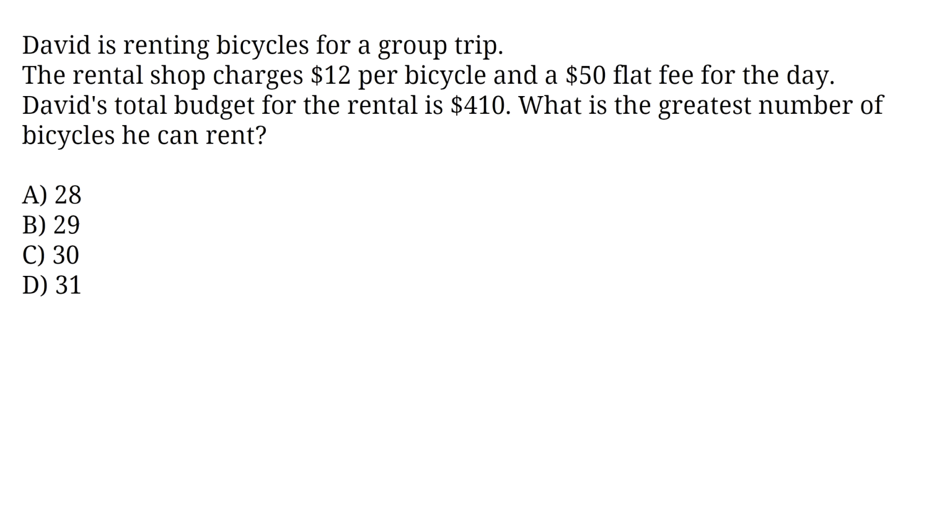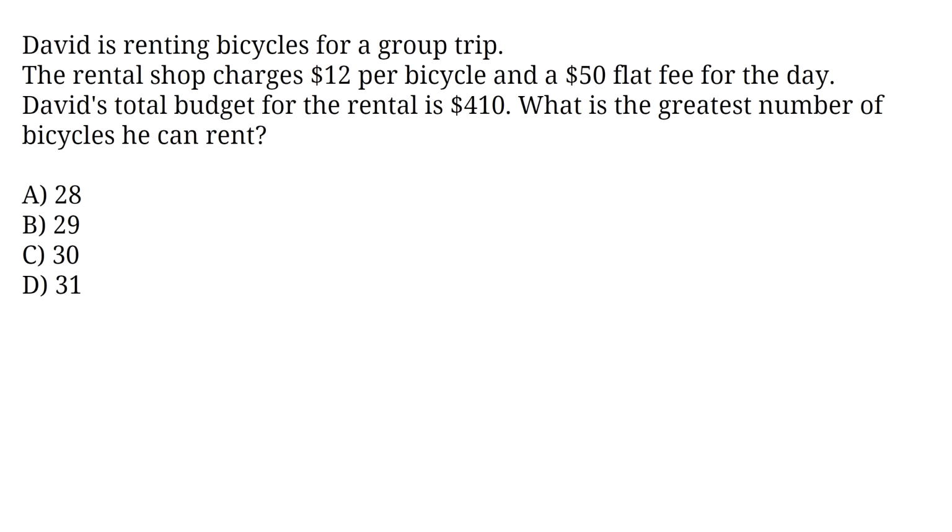David is renting bicycles for a group trip. The rental shop charges $12 per bicycle and a $50 flat fee for the day. David's total budget for the rental is $410. What is the greatest number of bicycles he can rent? A. 28. B. 29. C. 30. D. 31. To pass the GED, you have to know how to get two-step equations or inequalities from a word problem and solve it.